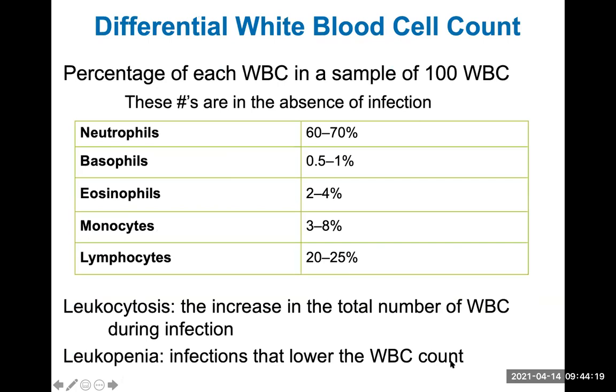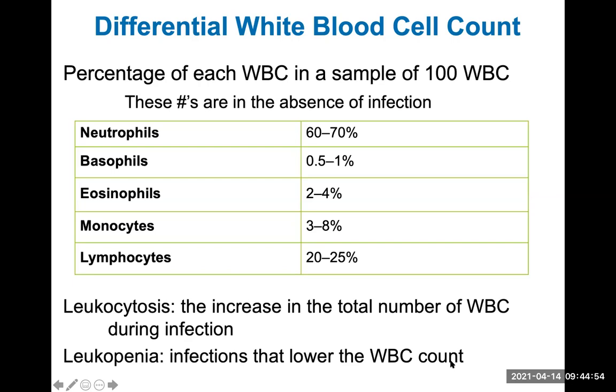Okay, so here's the differential white blood cell count. In a normal healthy individual, 60 to 70% of all of their white blood cells will be neutrophils. Only 0.5 to 1% of all of their white blood cells will be basophils. 2 to 4% of white blood cells will be eosinophils. 3 to 8% will be monocytes. And 20 to 25% of all white blood cells will be lymphocytes. Remember, lymphocytes include T and B cells.